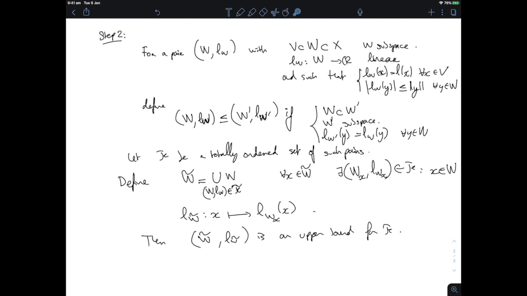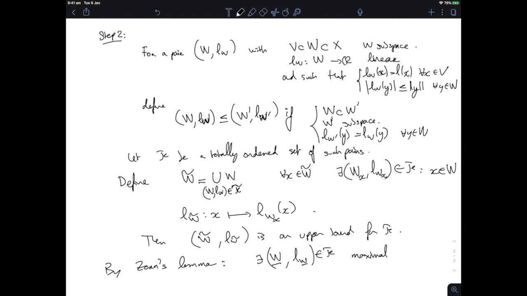So what have I proven? I've proven that with respect to this partial order of pairs of subspaces and linear maps from the subspace into the reals, any totally ordered subset of such pairs has an upper bound. So by Zorn's lemma from set theory, I have that there exists, let's call it W bar, with its linear functional, a pair in F, given any F that is totally ordered, that is maximal.